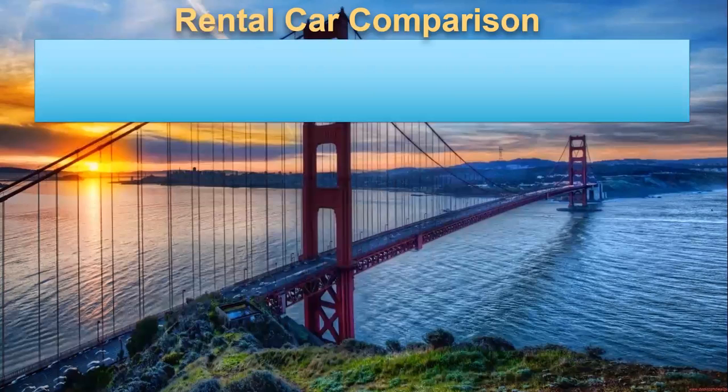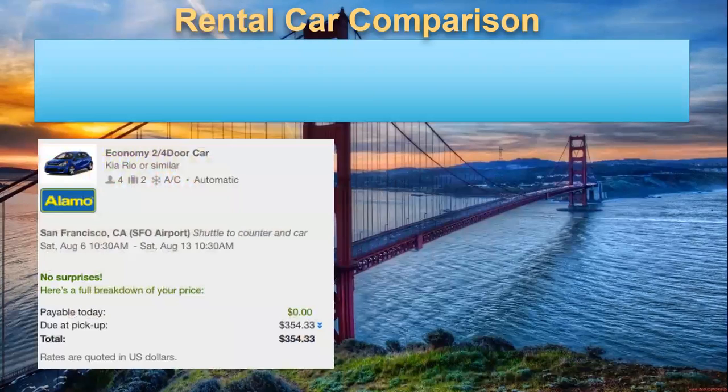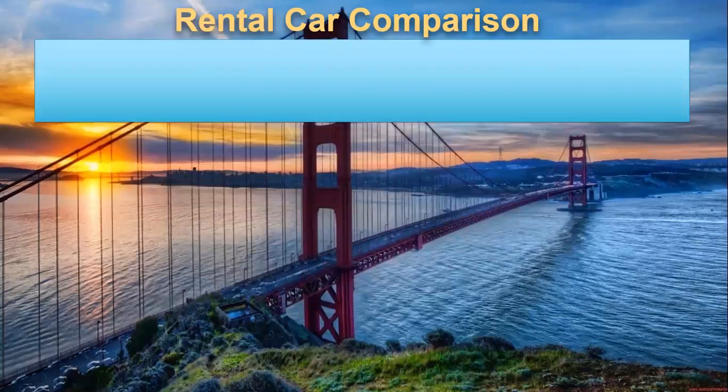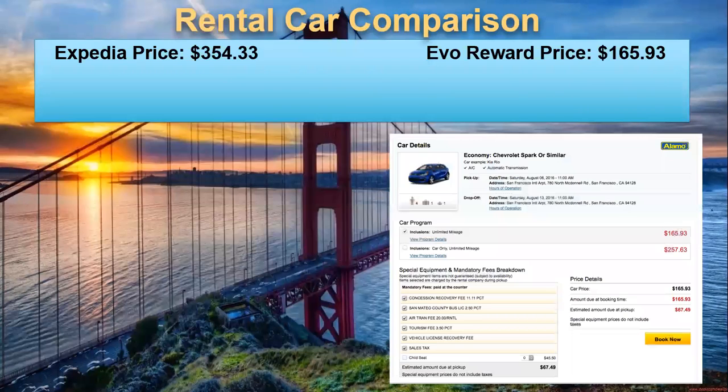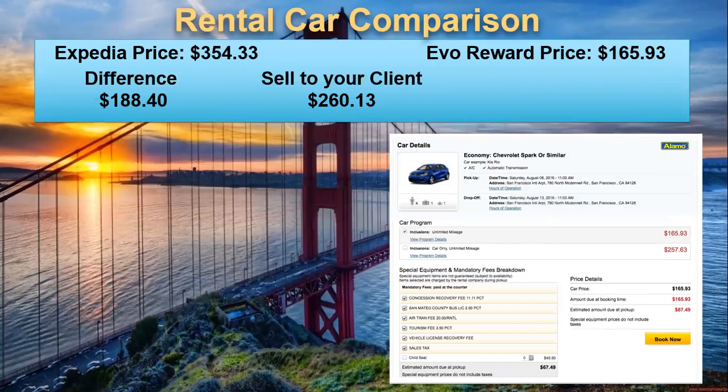All right. Then we move on to the rental car comparisons, which is the same. We compare what's in Expedia for rental car versus Evo Rewards. So we see the Expedia price was $354.33. Look at the Evo Rewards price, $165.93. See, I'm getting excited already. So the difference between Expedia and Evo is $188.40. So naturally, we can sell this to our client for $260.13, and we're making a profit.